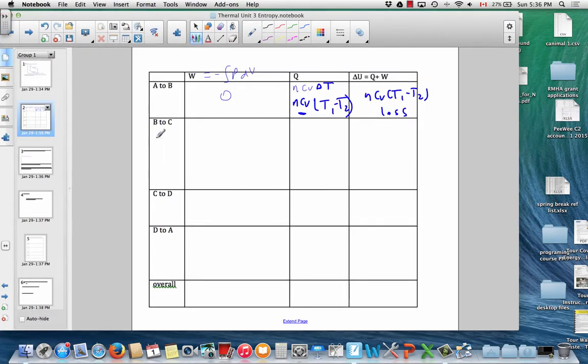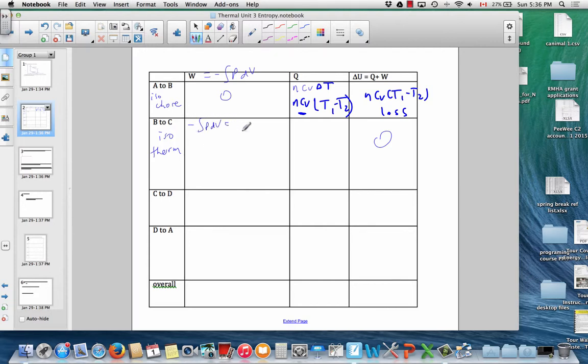Let's consider the next process from B to C. Well, that's an isotherm, and because it's an isotherm, the change in internal energy will be zero because the internal energy depends only on T. I suppose I should write here isochore; I just don't have enough room there, and this is an isotherm. Okay, so the work is negative integral P dV.